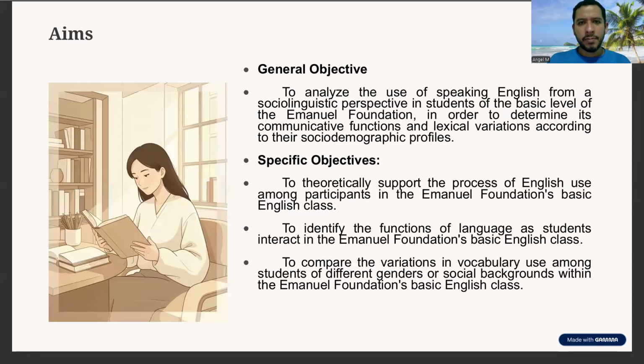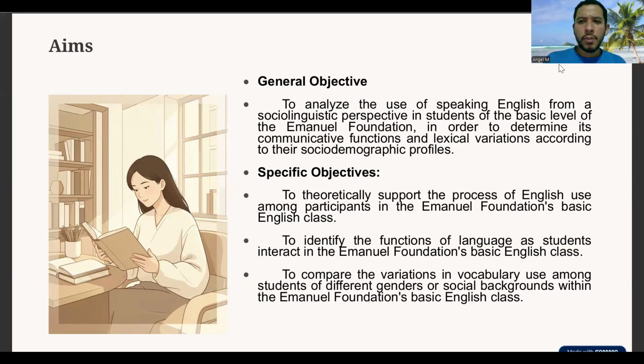About aims, the general objective is to analyze the use of speaking English from a sociolinguistic perspective in students of the basic level of the Emmanuel Foundation, in order to determine its communicative function and lexical variations according to their socio-demographic profiles.